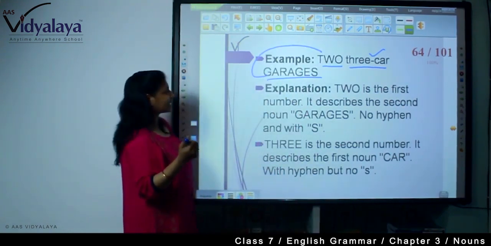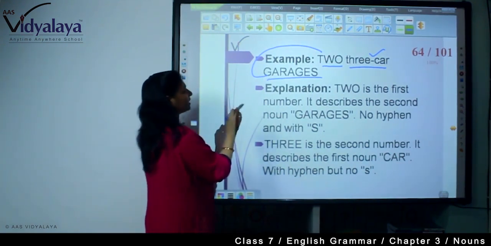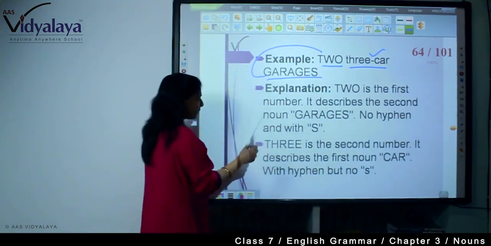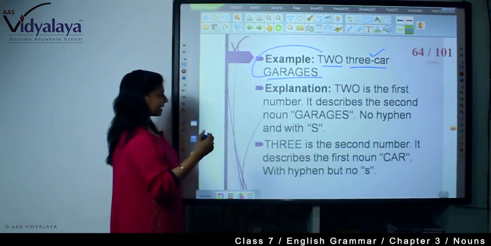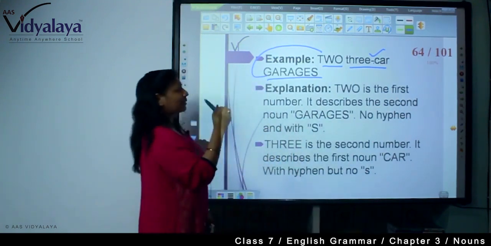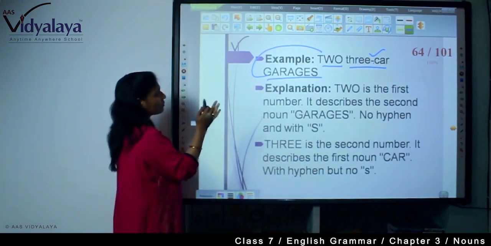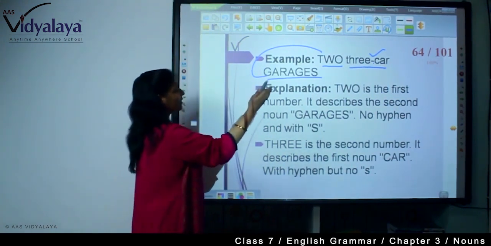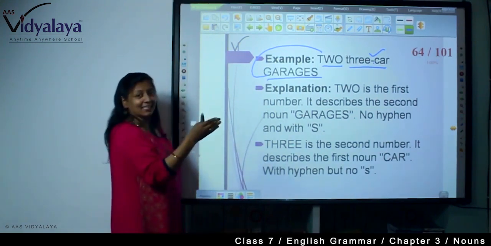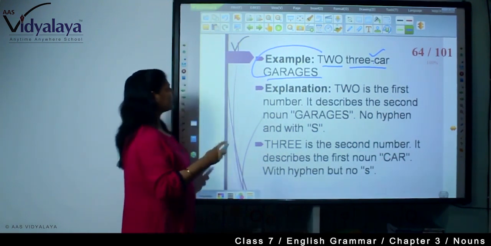And what is the quality of that garage? That is just a 3-car garage. And the second is no hyphen and with S. So here we have written S and there is no hyphen. But this 3 is the second number and it describes the first noun car, and so there is a hyphen. So we will have to keep it as it is. It's very simple to understand. Now you must have understood how you can write multiple nouns together by adding number and make your writing clear, make your meaning clear.